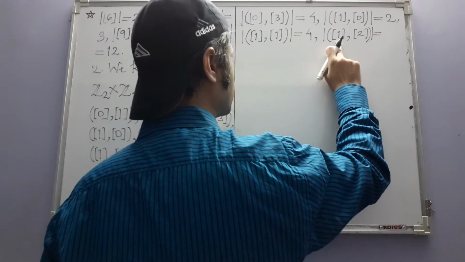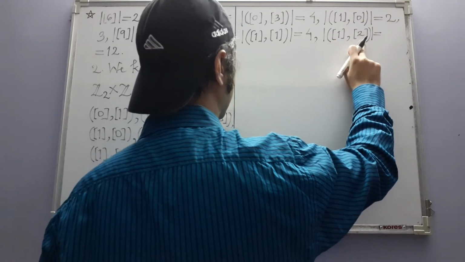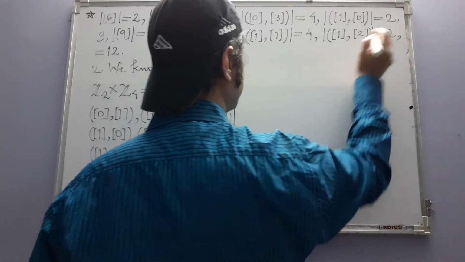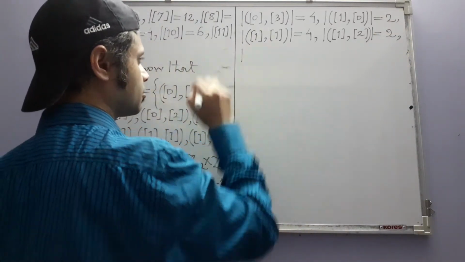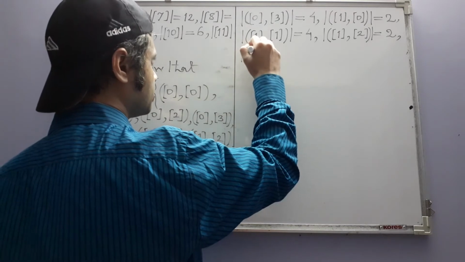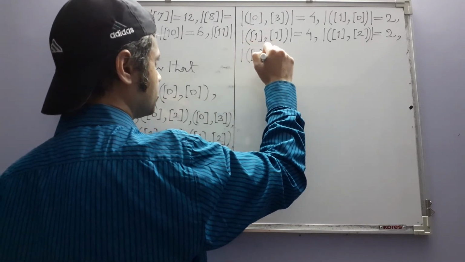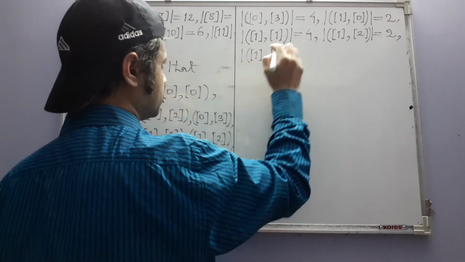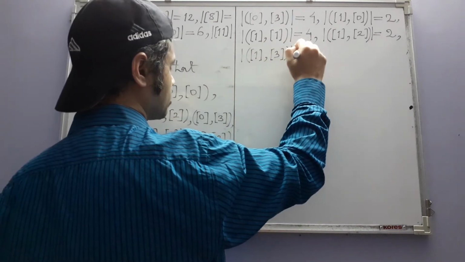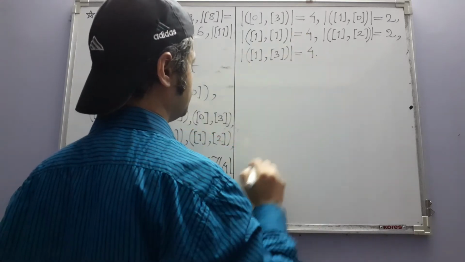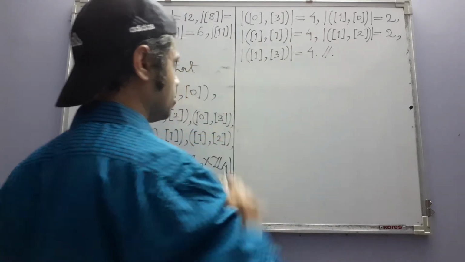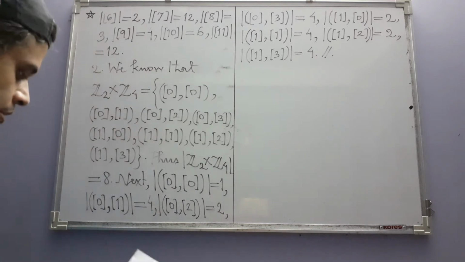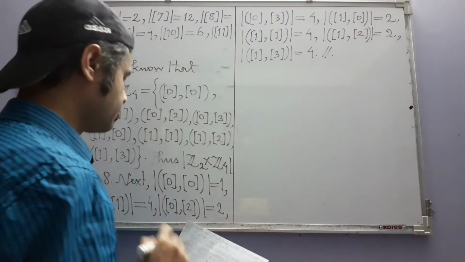This one has order 2 and this one also has order 2. So that is why this has order 2. Next, this one has order 4, so 2 is not enough, it has to be 4. So these are the orders of all the elements in this second group. Now the next exercise is also like this.